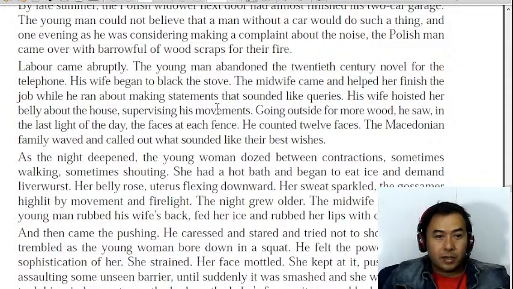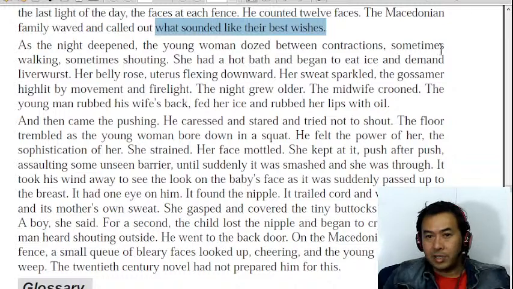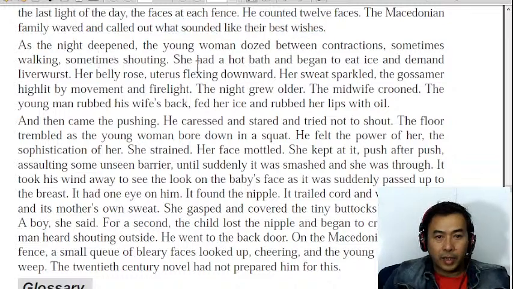His wife hoisted her belly about the house, supervising his movements, going outside for more wood. He saw in the last light of the day the faces at each fence. He counted 12 faces. The Macedonian family waved and called out what sounded like their best wishes. As the night deepened, the young woman dozed between contractions, sometimes walking, sometimes shouting.